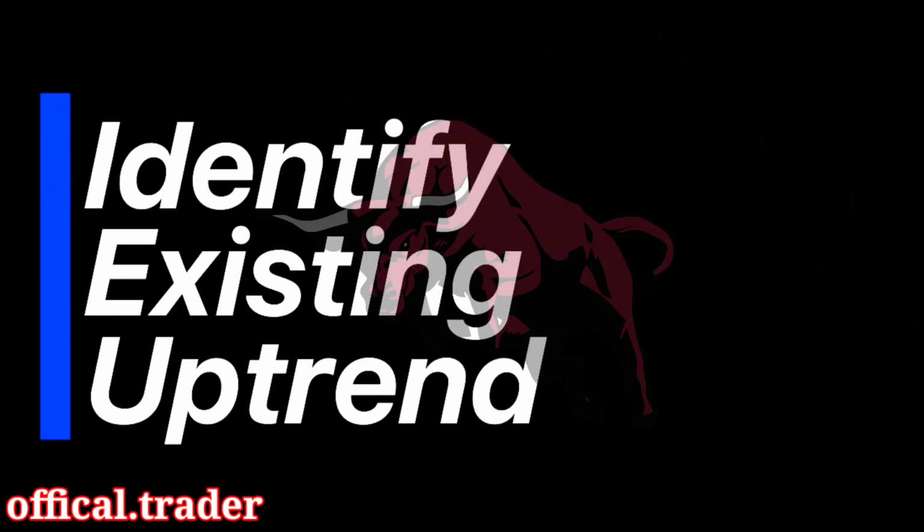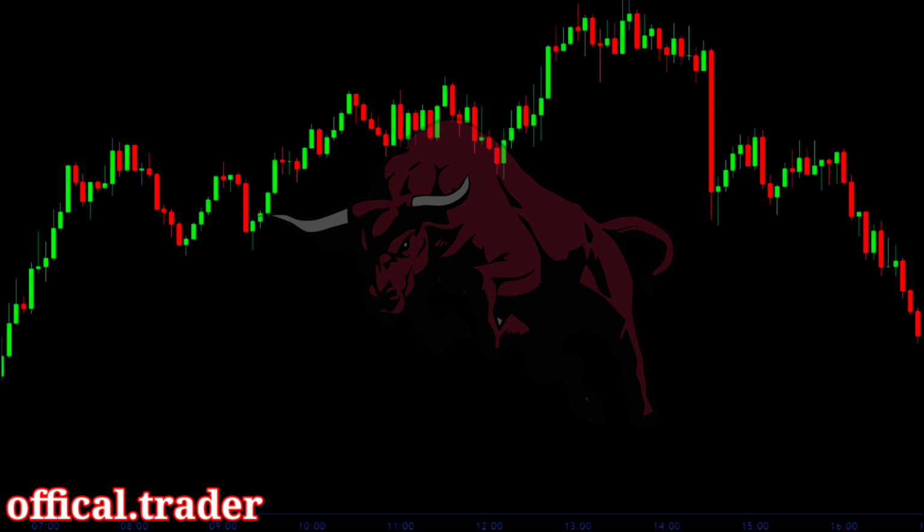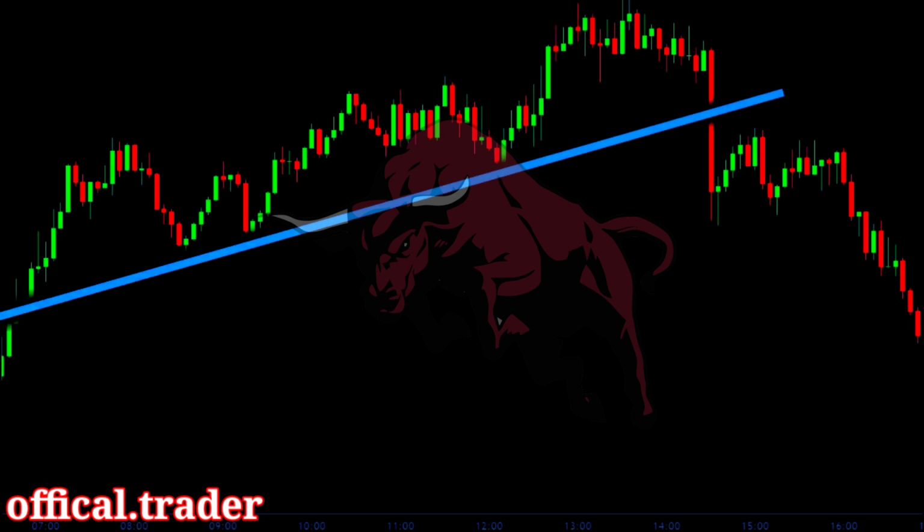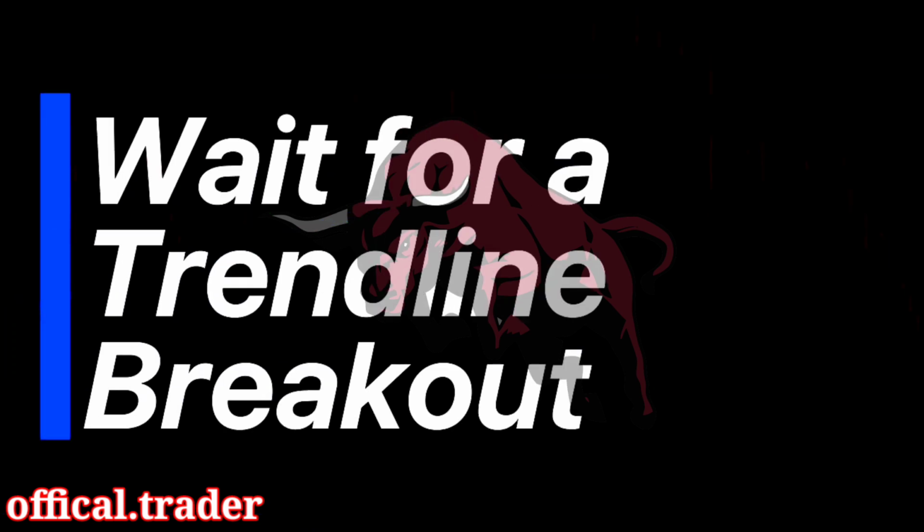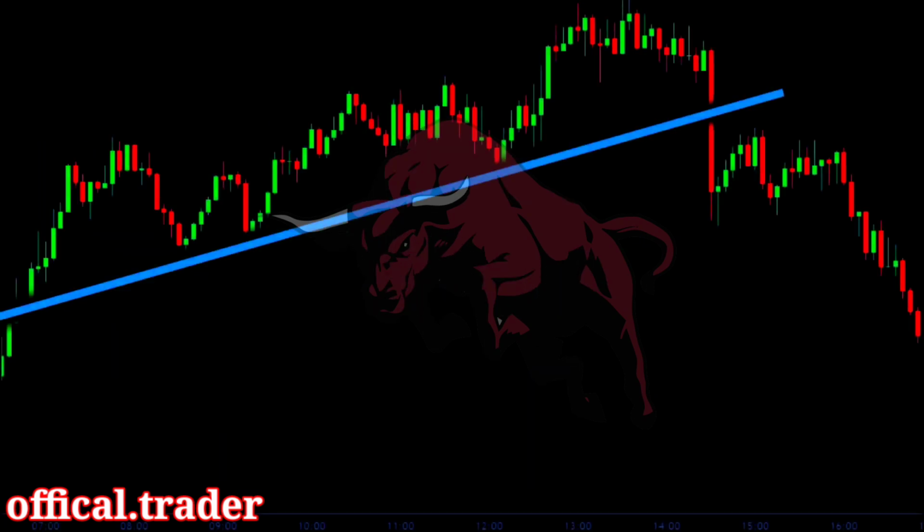So for selling, the first step is to identify an uptrend. An uptrend is identified when the price makes higher highs and higher lows. We will create a trend line on the uptrend by connecting the swing lows. The second step is to wait for a trend line breakout. In this case, we want the price to break below the trend line. When the price breaks below the trend line, it signals that the price may start a downtrend.